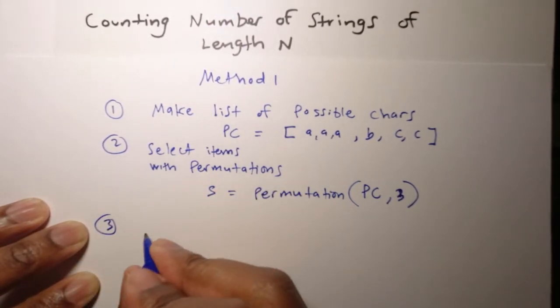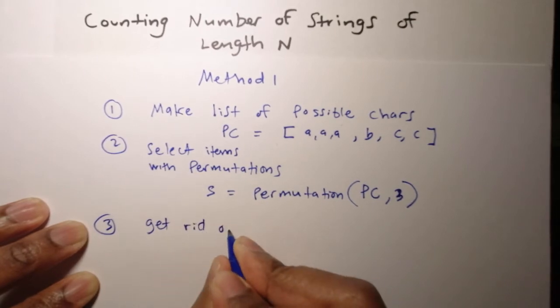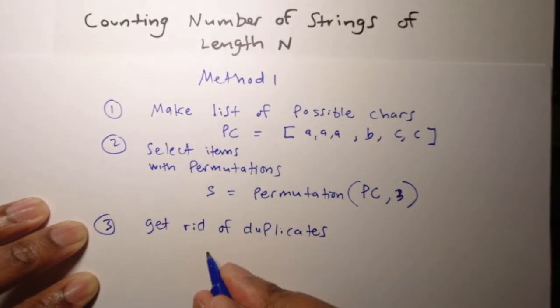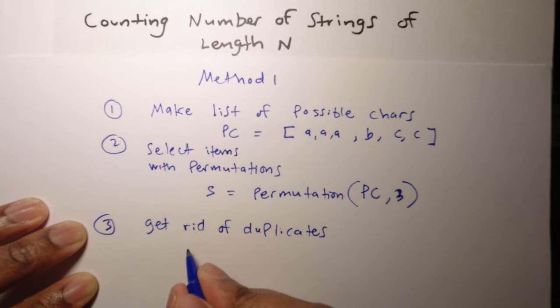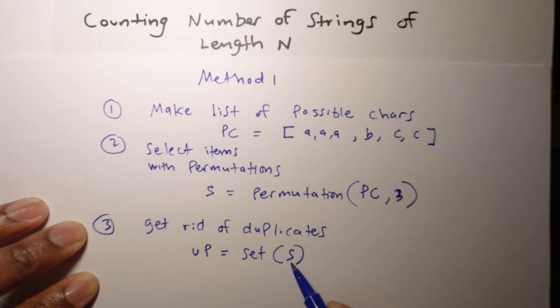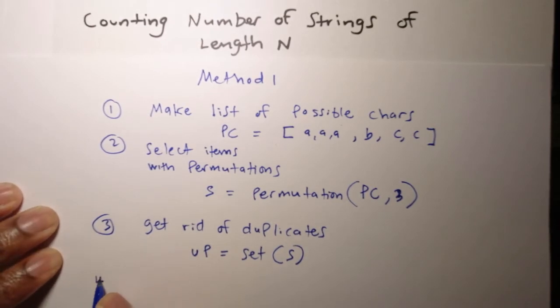The next step is to get rid of duplicates. In this step, you can have unique possibilities. So let's call UP unique possibilities, and we'll say this is equal to set of S. What does this mean? This means that you take S, which probably has many selections that are repeated, and this will get rid of those repeated selections. So that is the purpose of step 3.